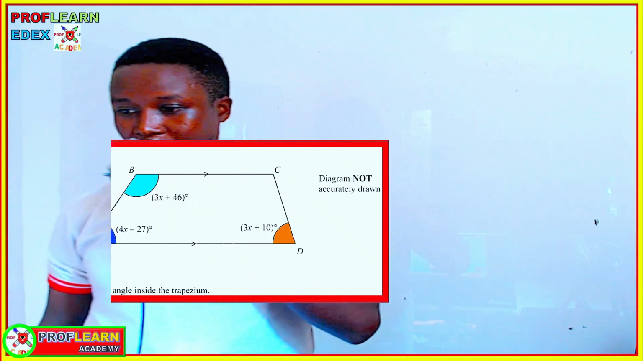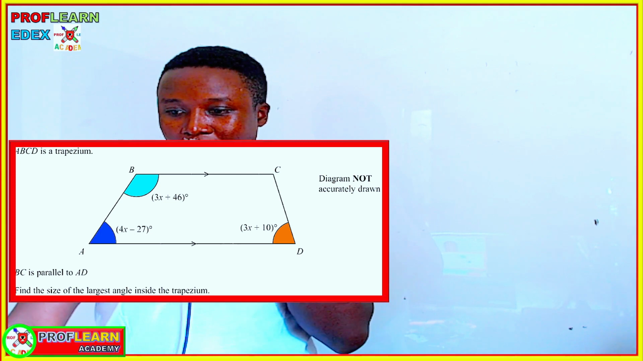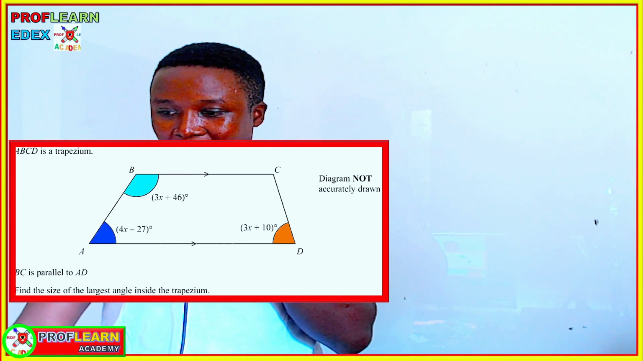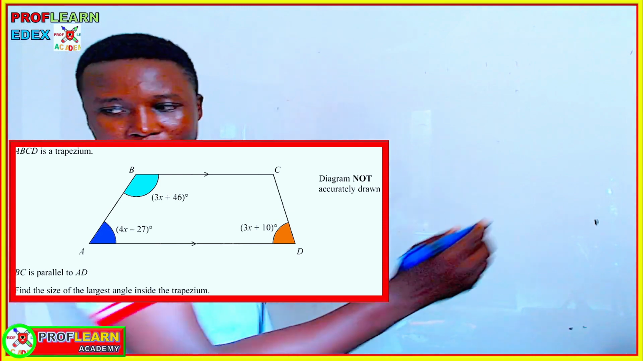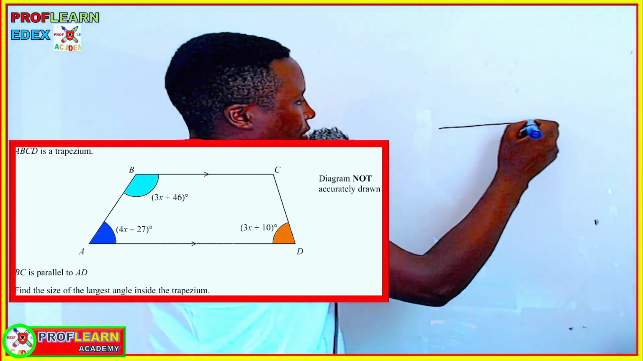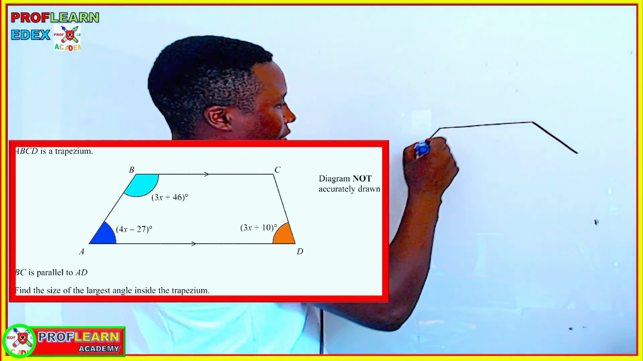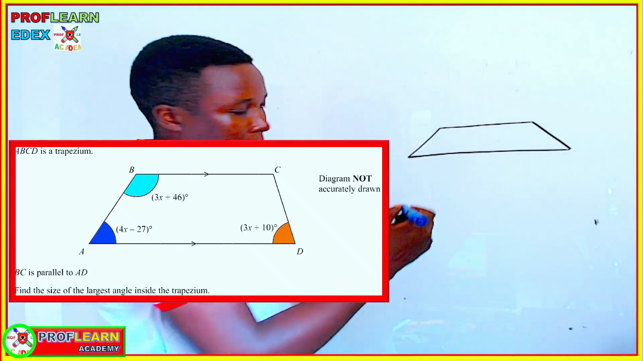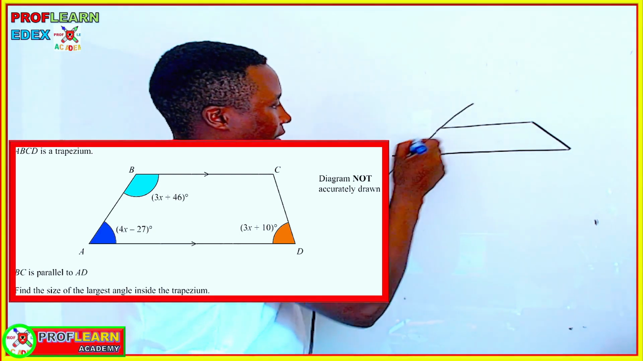All right, now looking at the next question that we have on hand here, ABCD is a trapezium whereby we are told that BC and AD are parallel. We are supposed to find the size of the largest angle inside the trapezium. So if I can quickly redraw that figure the way it is, so that we can get a picture of what we are supposed to do. I believe that is how this diagram is. Then I'm going to extend this a little bit on this side.